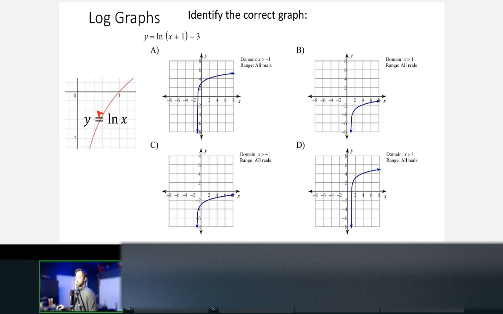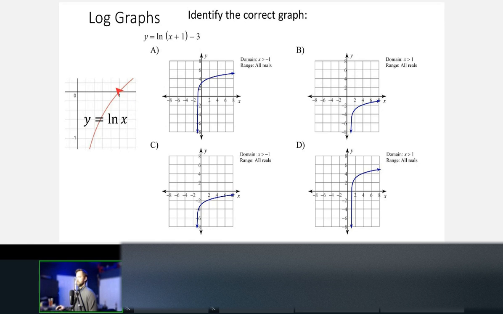We can see that y equals natural log x, just like any log, crosses at 1 comma 0. So we look at this point and we just say, all right, from here, we're going to go left 1 and then down 3 units. Which one of these has shifted left 1 and down 3? Yeah, only C. It crosses at 0 comma negative 3. That is the only one that actually has the correct shift.